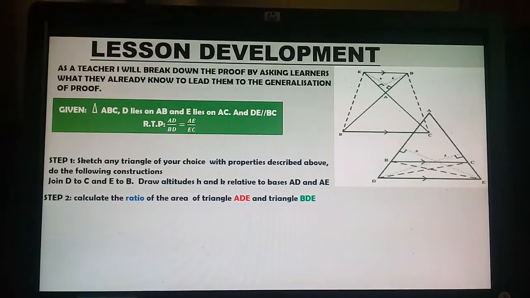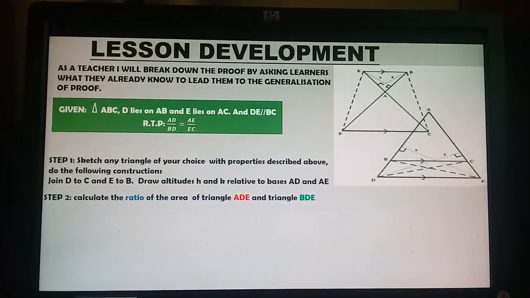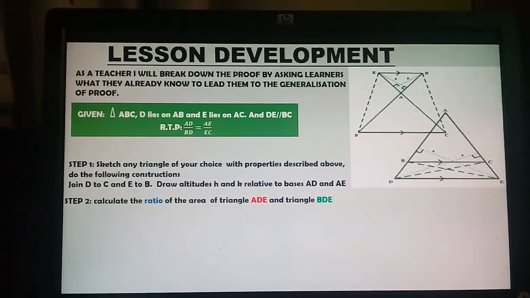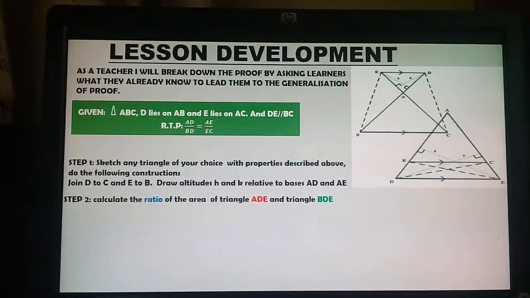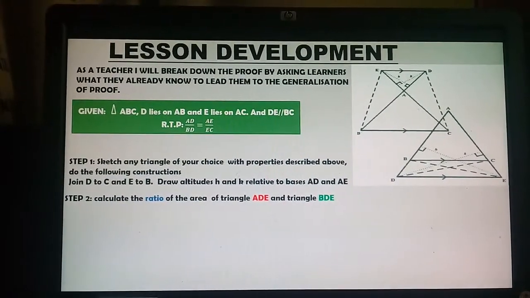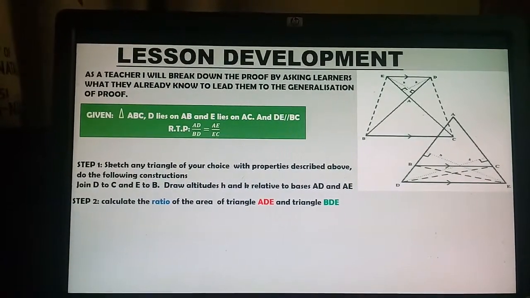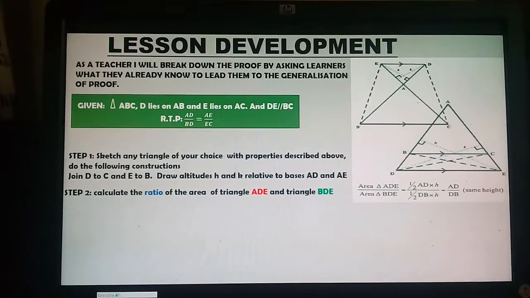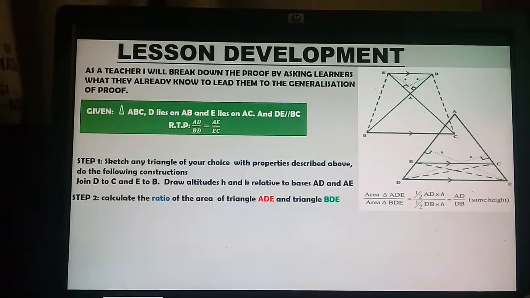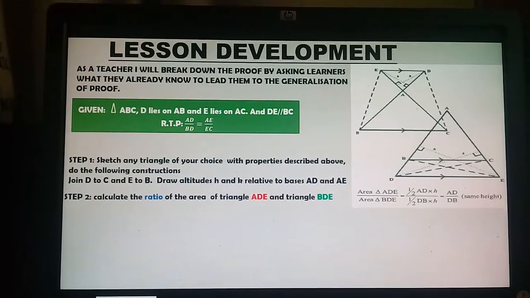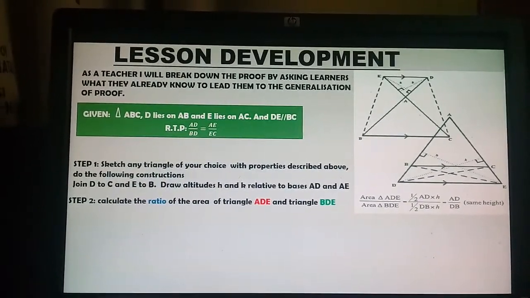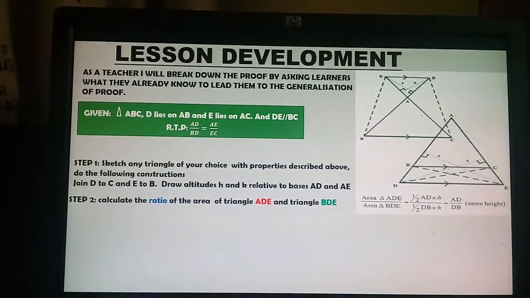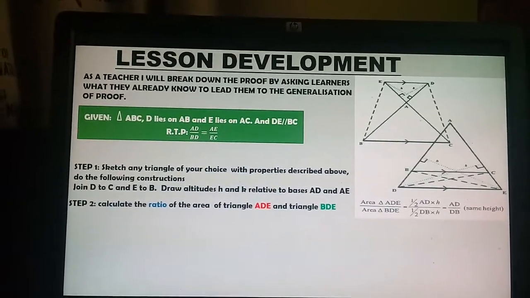Remember, triangle ADE and triangle BDE have the same heights, as I have shown in my introduction using the sketchpad. Then I ask them to give me the ratio. I'm expecting them to give me a ratio like this one. The area of triangle ADE is equal to half the base AD multiplied by the height, which is h, then divided by the area of triangle BDE, which is equal to half the base.